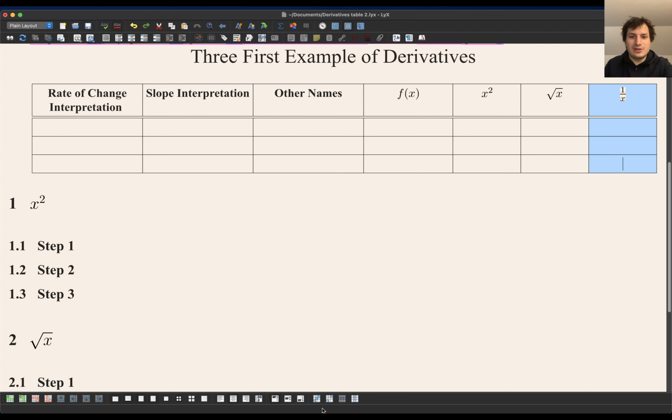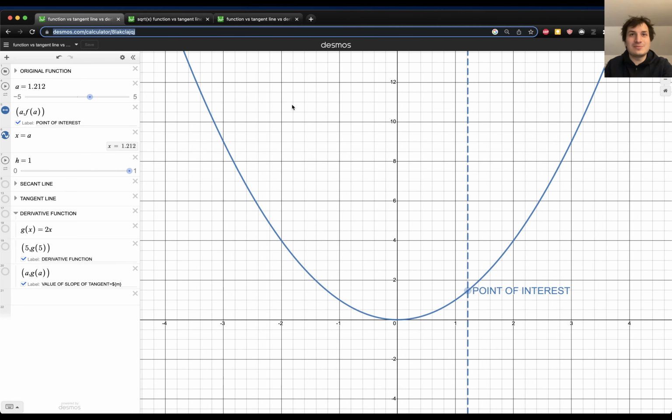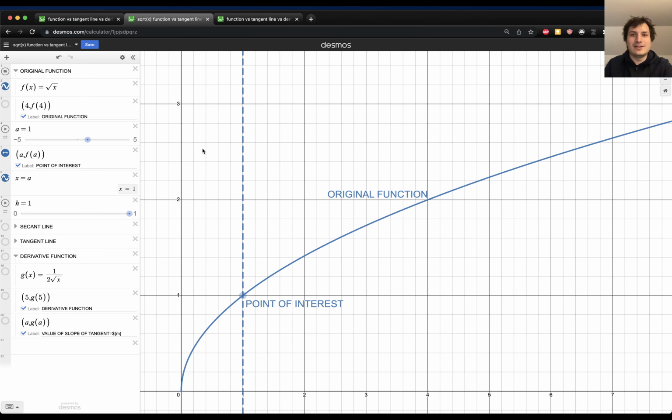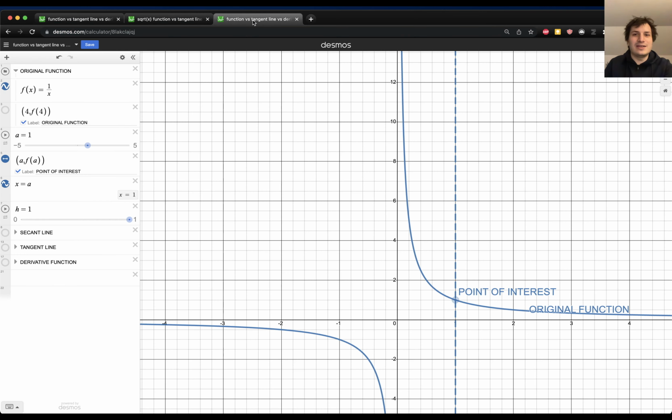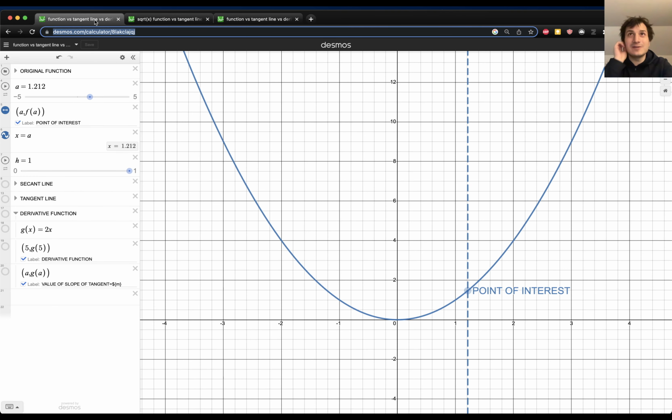So what is this going to look like? I also, for each function, have a little Desmos thing. So here's the function x squared, here's the function square root of x, and here is the function 1 over x. And we're going to tell the same story for each function, and then we're going to do some algebra to get exactly what's going on with each function. But to start with, let's do the function x squared first.